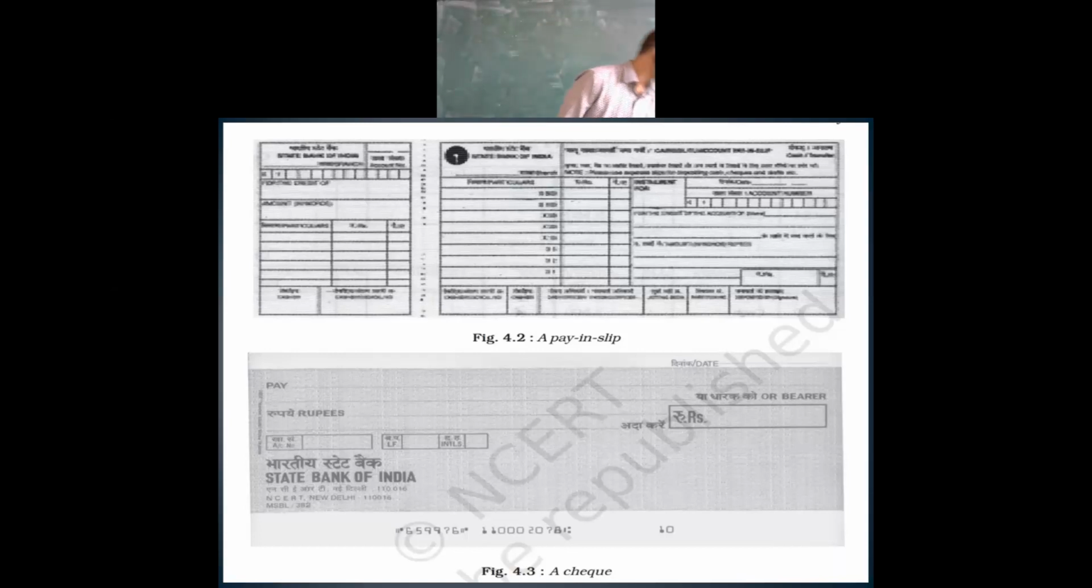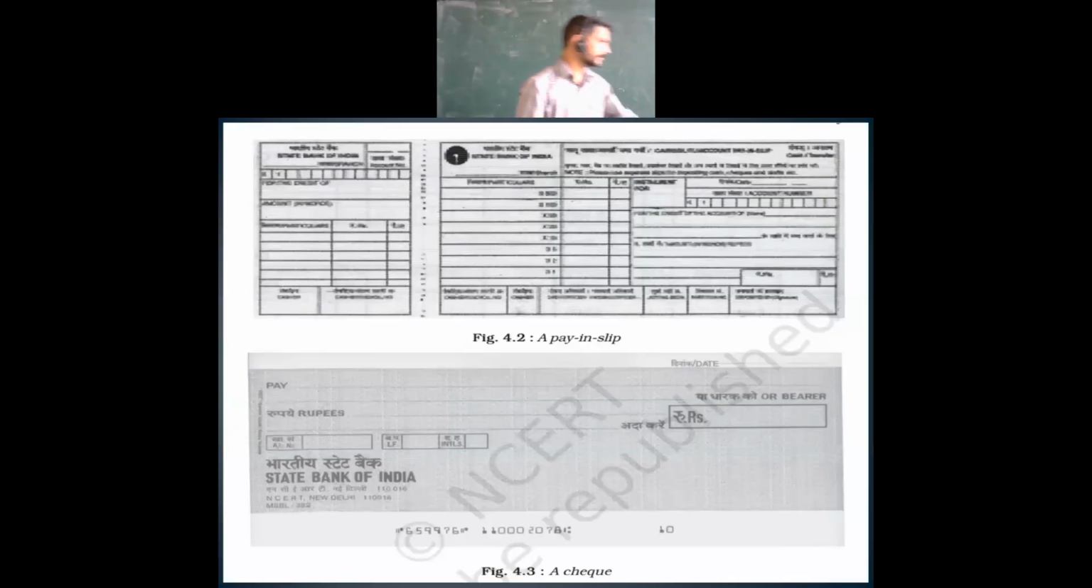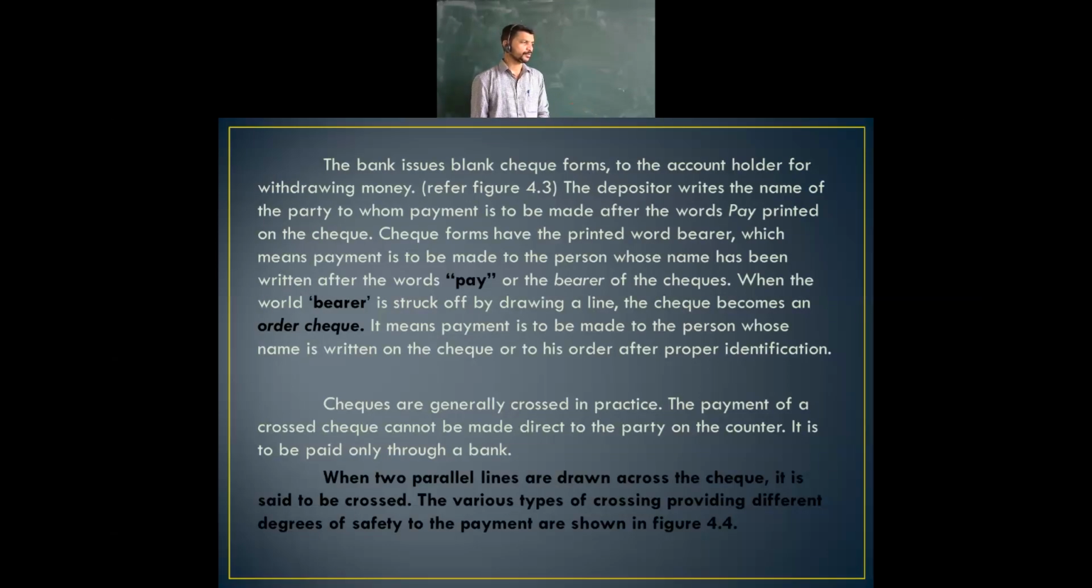So next one, let's see one by one. As you have seen in the previous one, the checkbook: the bank issues blank check forms to the account holder for withdrawing money. That is what you have seen here, 4.3, the checkbook. Then the depositor writes the name of the party to whom the payment has to be made after the word pay printed on the check. So whatever amount you are going to write, and to whom you are going to write, his name will be present over here, and the amount you are going to make will be printed over there.